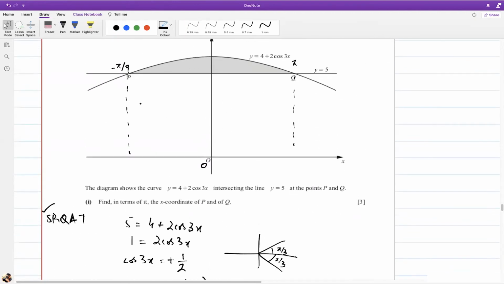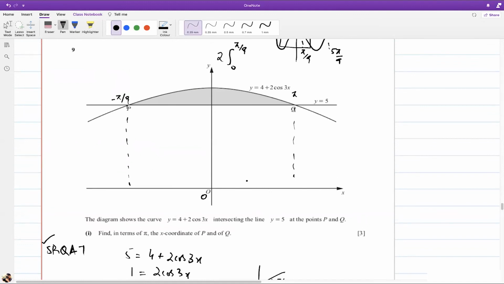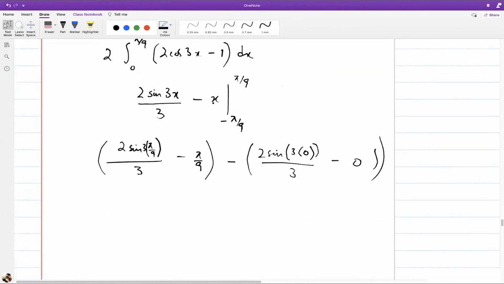I'm saying that because my graph is symmetrical, I don't have to find the region from minus pi by 9 to plus pi by 9. I will simply find it from 0 to pi by 9. This is 0 and that is pi by 9. I'll integrate it from 0 to pi by 9. And then I'll multiply the answer by 2. Because that's how I get my area. Symmetrical graph. So I'm going to do that.